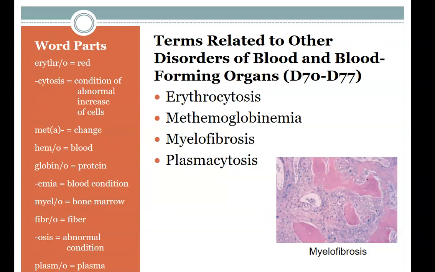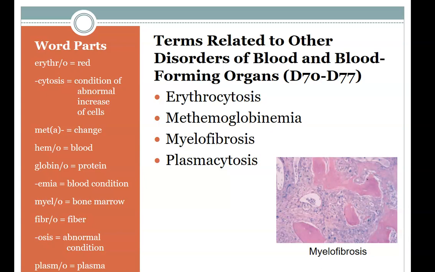Terms related to other disorders of blood and blood-forming organs. Erythrocytosis is an excessive number of red blood cells in the blood. Methemoglobinemia is an abnormal condition in which red blood cells are unable to carry hemoglobin. This may be hereditary or acquired. Myelofibrosis is an abnormal condition of fibrous tissue development in the bone marrow due to chromosomal abnormalities. Plasmacytosis is an excessive number of plasma cells in the blood.